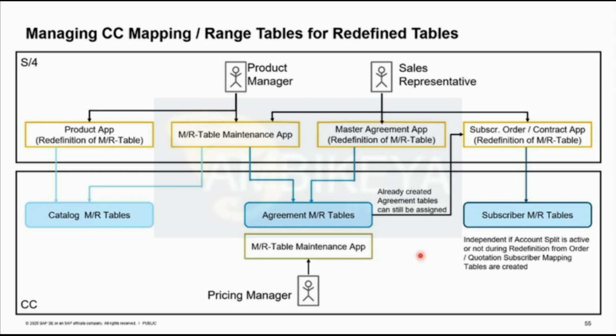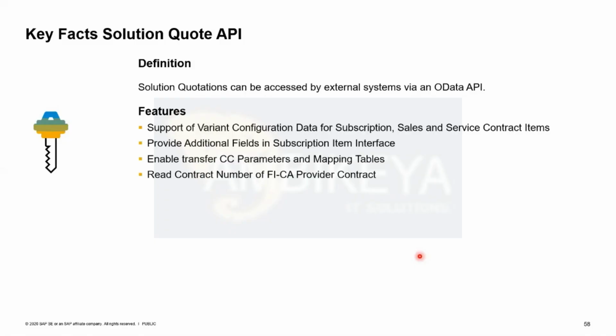So the next one is about the solution quotation API. This solution quotation API is as such supported from 1909 itself, but now we have enhanced it to support variant configuration. So from an external system, it is now possible to maintain variant configuration data. And this data will be stored in the DB and it will not go through real configuration validations or anything.